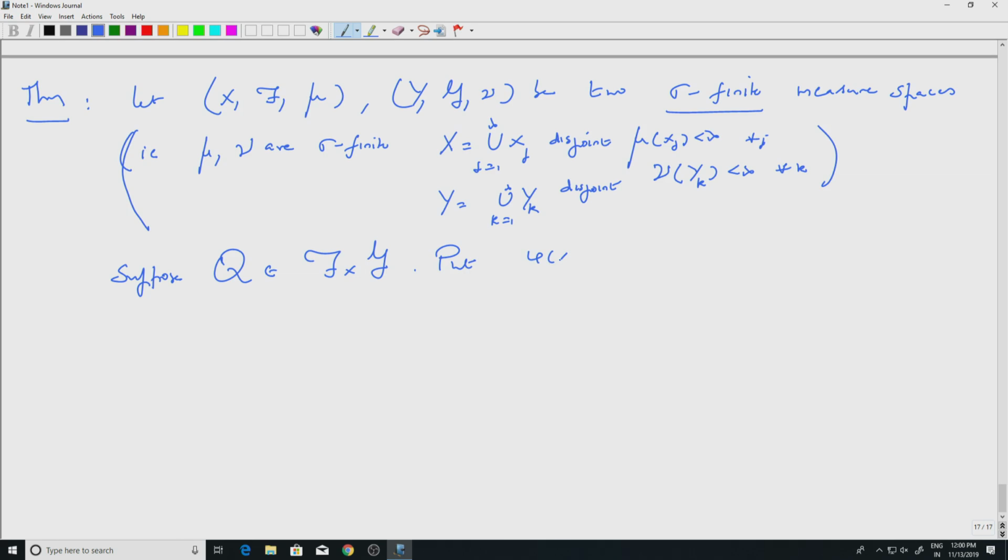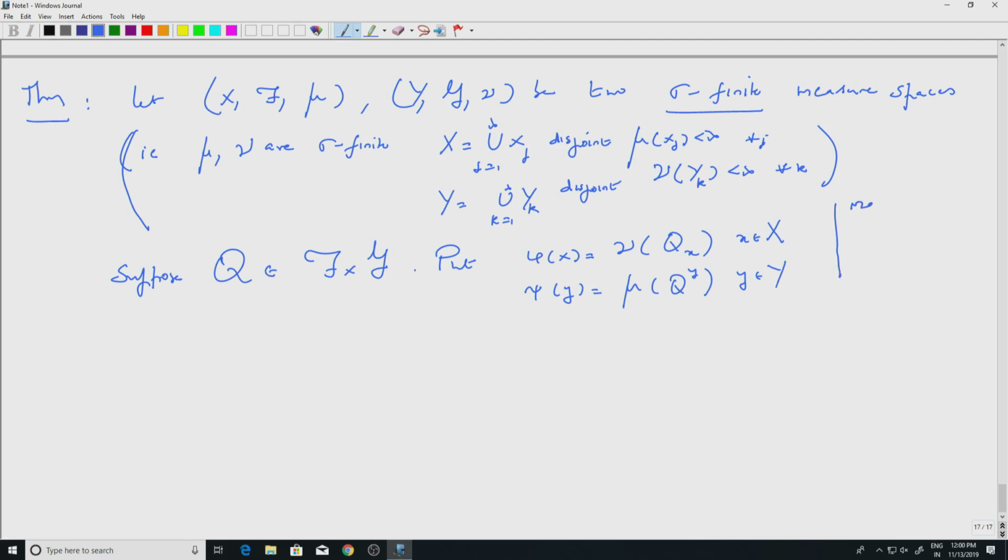Put phi of x equal to nu of Q sub x. Well, does this make sense? What is Q? Q is in f cross g. So Q sub x, the section of Q, will be in g, and so nu of that will make sense. And similarly, psi of y to be mu of Q super y. This is for x in X, y in Y. So both of them make sense.